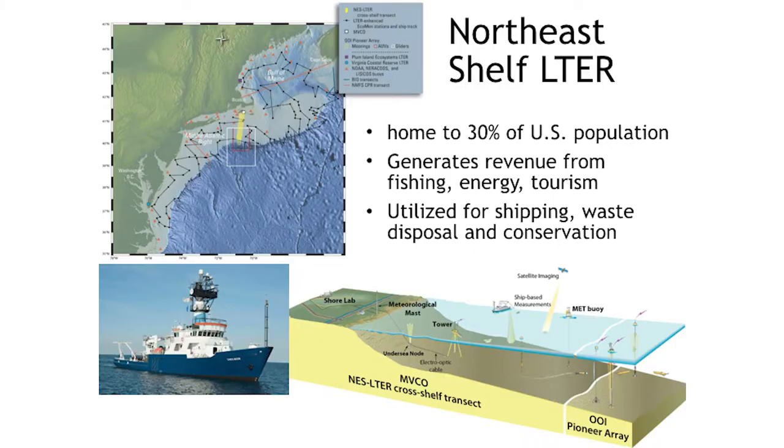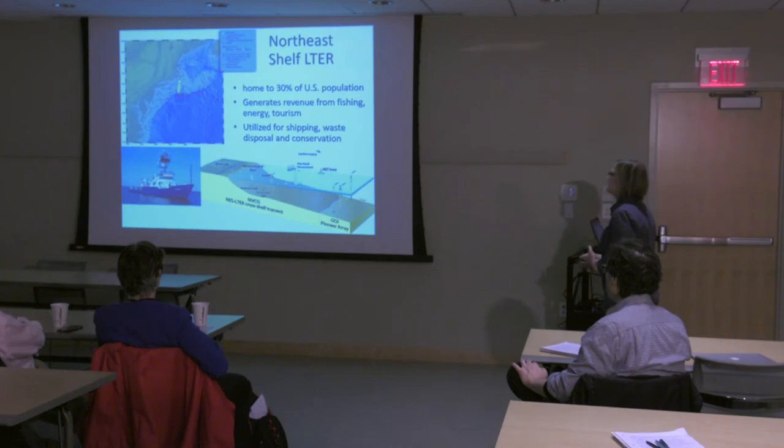This Northeast Shelf, of course, is important. It's home to 30% of the US population. Okay, so it generates revenue from fishing, energy, tourism, and we also utilize it for shipping, waste disposal, and conservation. So really, really important to the US population in terms of some of the ecosystem services that we rely on.